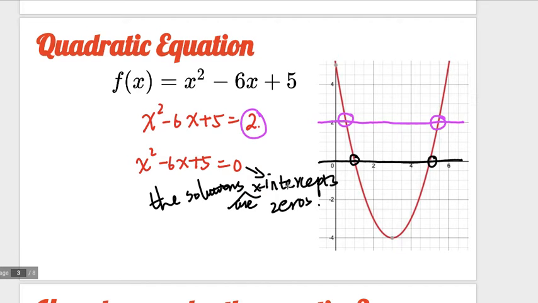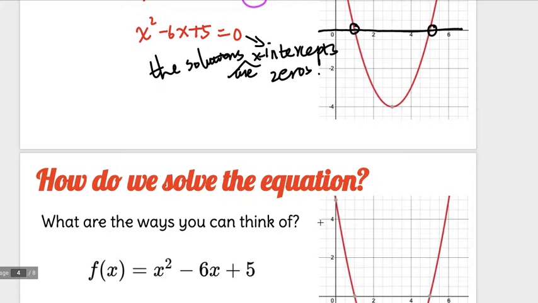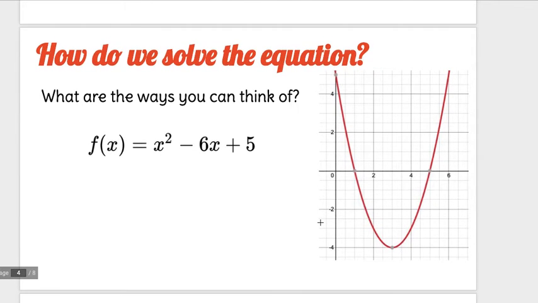Also, one more thing I want to remind you: you might ask, does that mean we can always use a graph to find a solution? It's actually not wrong to say that. However, sometimes the graph cannot give us very accurate information about the position of the solution. In that case, we have to use an algebraic method to find the solution. Then our focus today is, what are the ways to solve the equation? Quadratic equations actually have many ways to solve them, so we are going to spend several days on this topic.